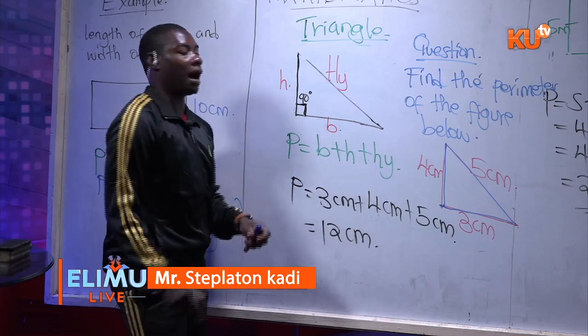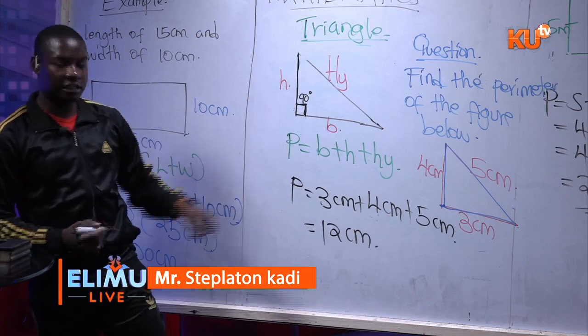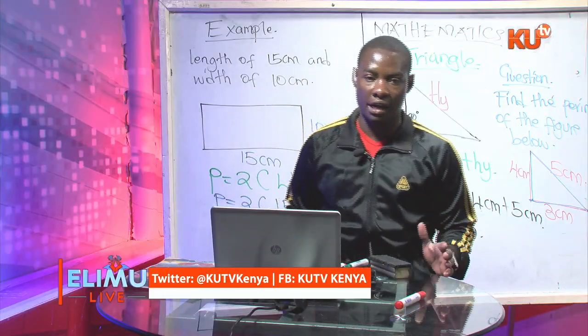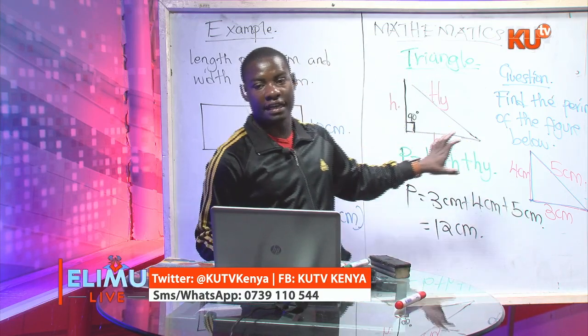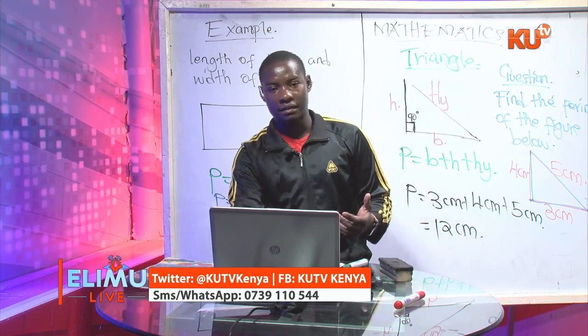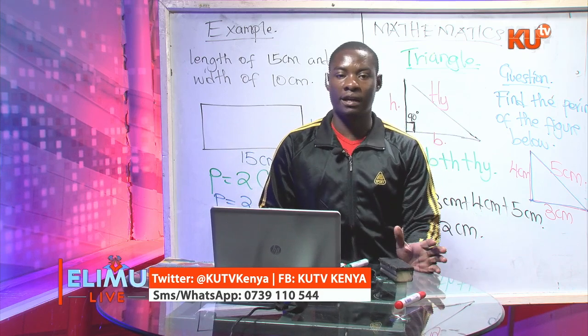Therefore, our perimeter of the triangle is 12 centimeters. So that is how we find the perimeter of a triangle. A triangle is a three-sided figure. So that is our third type of a regular figure, which we can have formulas.